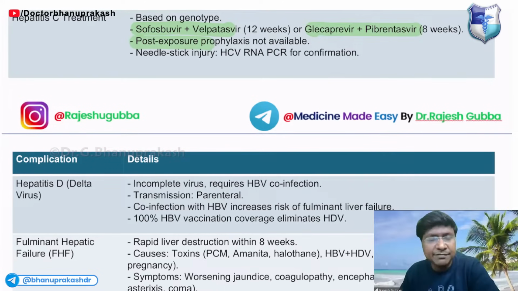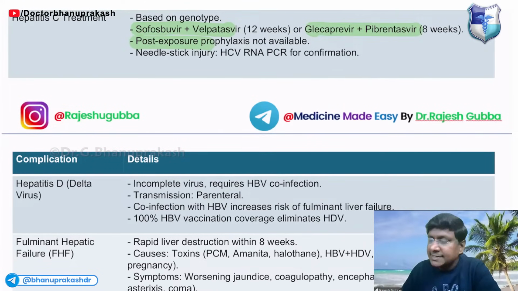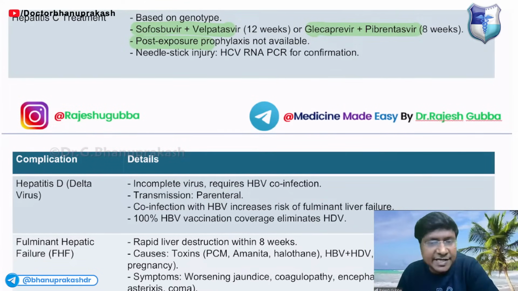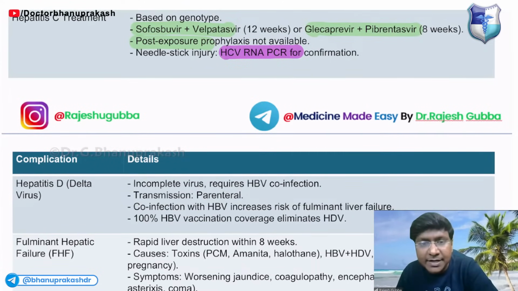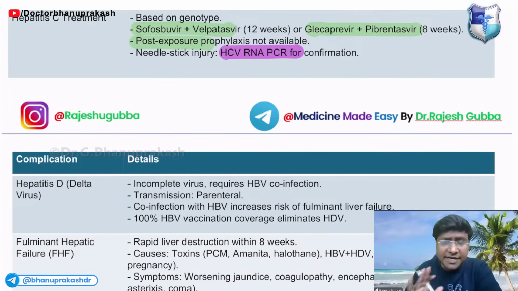For hepatitis B, you have the post-exposure prophylaxis. Then how will you confirm a hepatitis C needle prick injury? Hepatitis C needle prick injury is confirmed by the HCV RNA PCR. That is for the hepatitis C treatment.